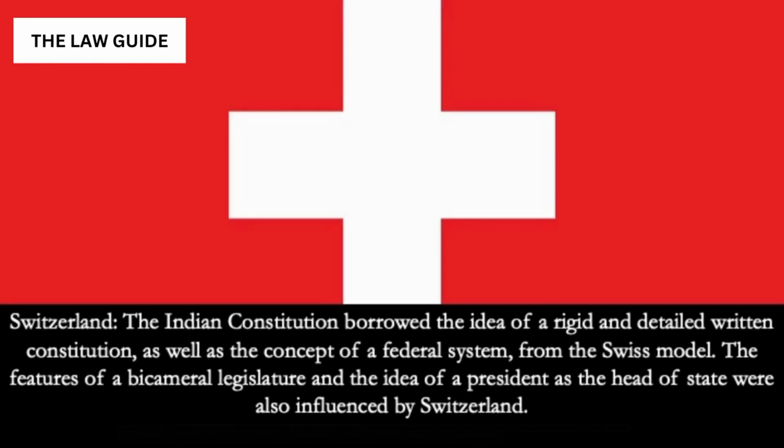Switzerland. The Indian Constitution borrowed the idea of a rigid and detailed written constitution, as well as the concept of a federal system, from the Swiss model. The features of a bicameral legislature and the idea of a president as the head of state were also influenced by Switzerland.